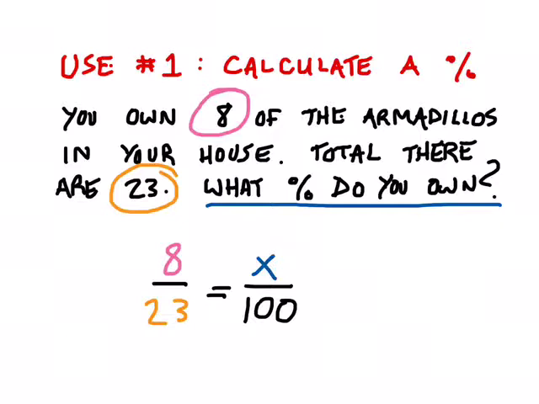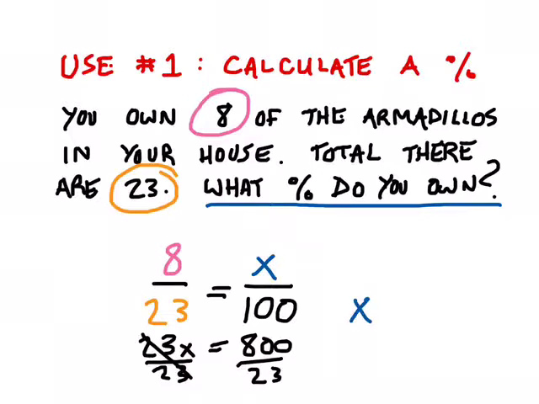Once I have the equation set up, then I'm going to just solve this the standard way. I'm going to cross multiply. So 8 times 100 is 800. X times 23 is 23 x's, so those are equal. I'm going to divide both sides by 23 to undo that times 23. And I'll discover that my unknown percentage is going to be about 34 8/10%. So in this case, you own 34 8/10% of the armadillos in the house.